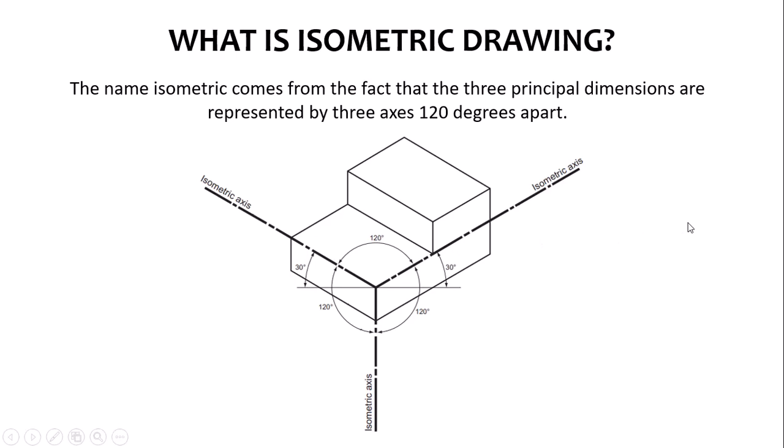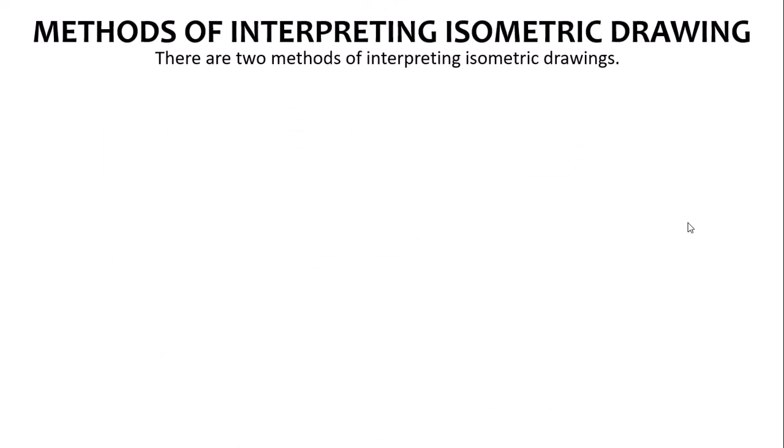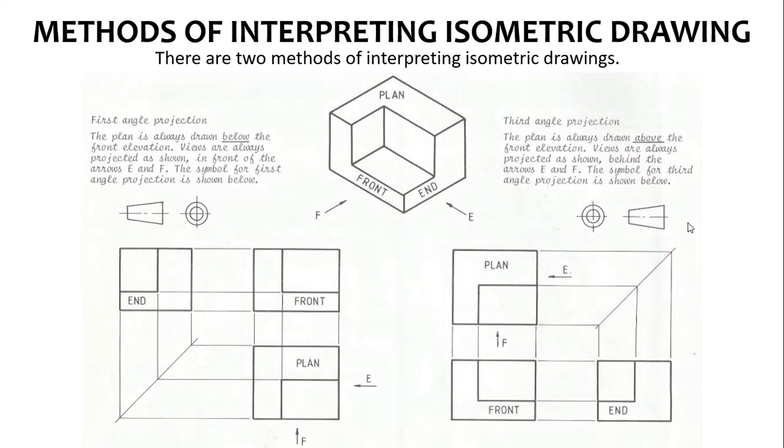So without wasting much of your time, let's get into how we interpret isometric drawings. There are two methods. The first one is first angle projection, and the other one is third angle projection. In these two methods, we're still drawing the same kinds of parts of the object. However, the order in which we draw them is going to differ. A picture here is gotten from a very useful book where we've got a plan, a front, and an end.